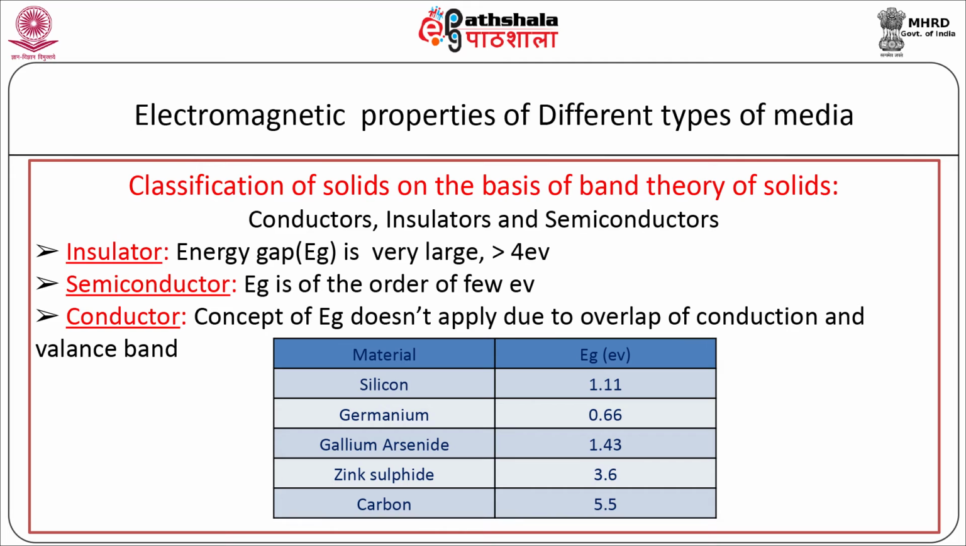Conductors, insulators and semiconductors are the terms most familiar to all of us. The terms can be better understood in terms of a quantity known as energy gap EG, measured in electron volt. However, we will not discuss it here.